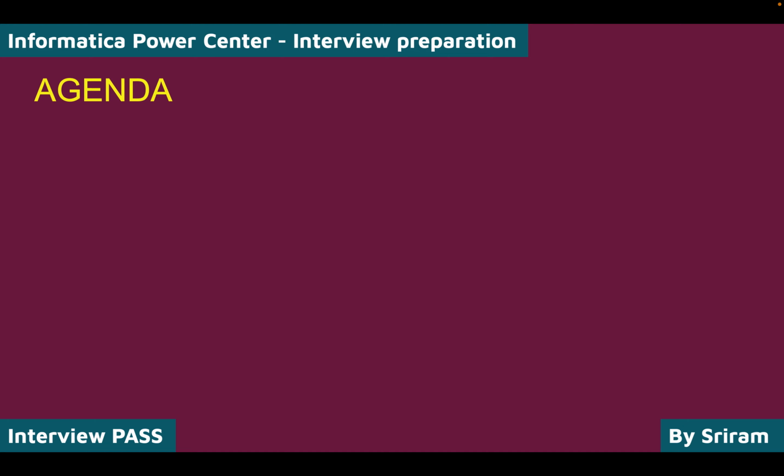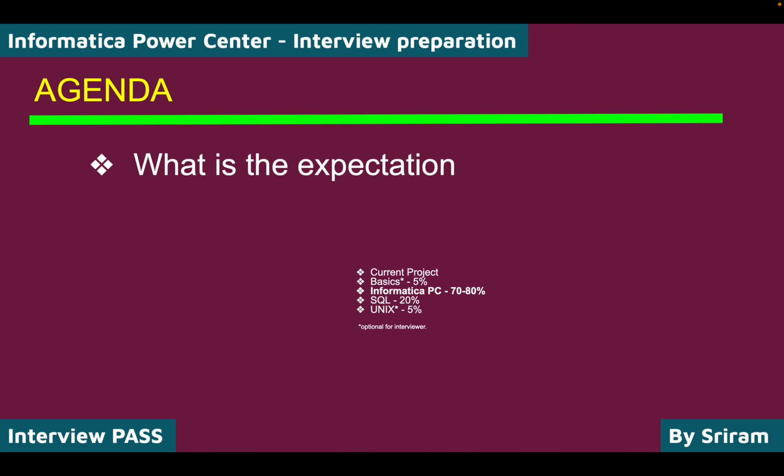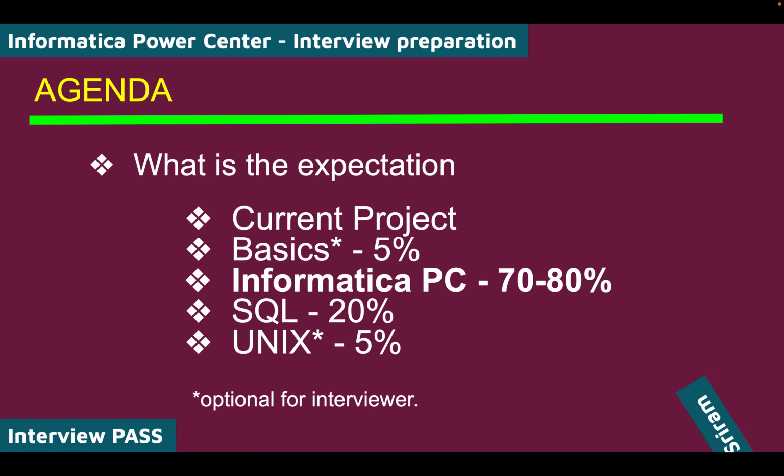Let's see the agenda that we have been discussing on this series of presentations. The expectation of the interview or interviewer. Interview generally consists of 5 parts: the current project and about yourself explanation, data warehouse basics, Informatica PowerCenter, SQL, and Unix. These red things we already discussed and the presentations are available. Informatica PowerCenter is Bahubali here.